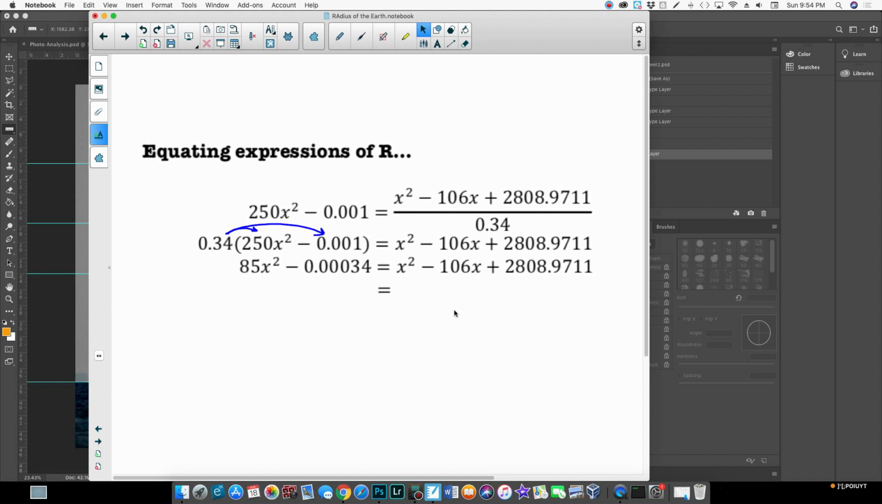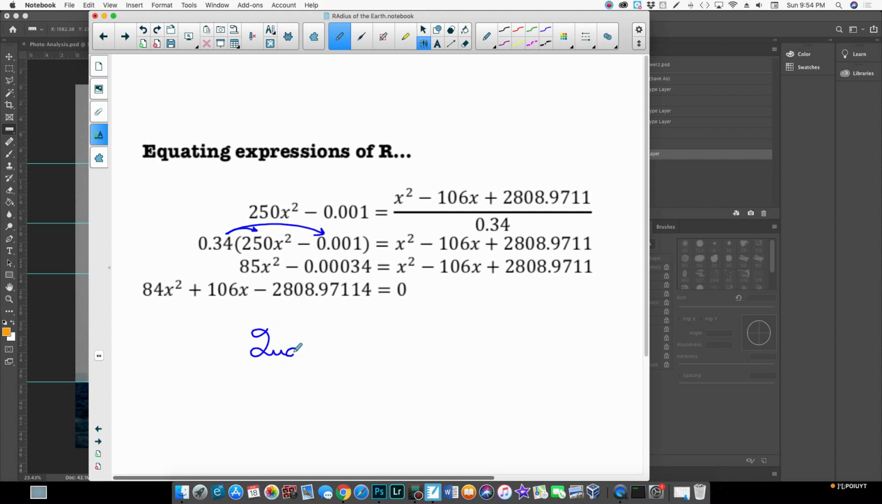And then I'm going to rearrange it all to get 0 on this side. So I have to subtract x squared off of that side, which is going to give me the 84x squared. I'm going to add the 106x on both sides. So it's gone from this side and it's over here. And I'm going to subtract 2808.9771 from this number, which gives me this nasty number. Now this is actually a quadratic equation.